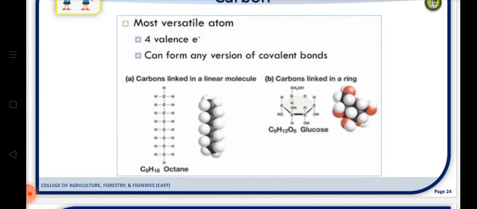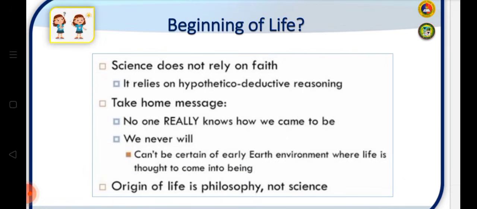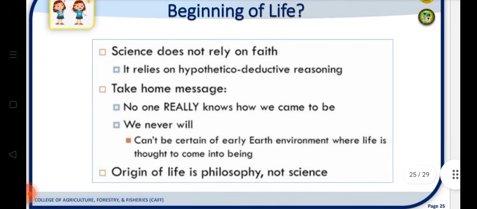Then we have carbons linked in a ring. So they are special because they can form simple to complex molecules and they can also form rings, just like this one, the glucose. Then we have here the beginning of life. We're almost done, no?